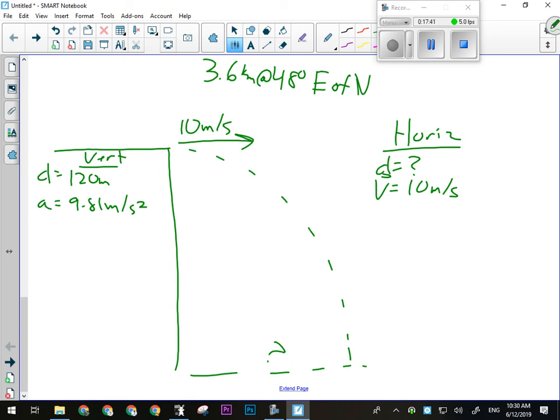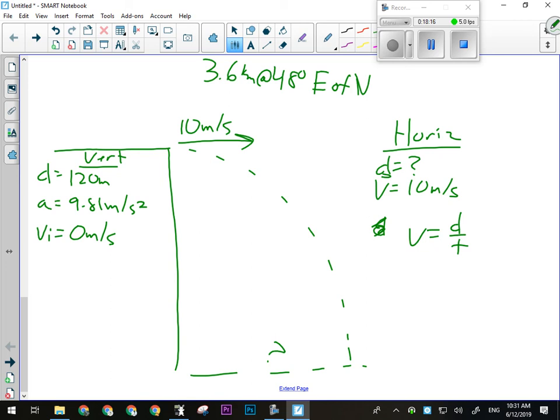Okay. What else do I know vertically? Vi is 0. That's the most important thing I have to remember about anything projected horizontally. Thrown straight horizontal from a vertical perspective is no different than dropping something. Okay. The initial velocity vertically is 0. All right. If I'm going to find my horizontal displacement or distance, then I'm going to need what? I'm going to need time because we use v equals d over t for the horizontal stuff.